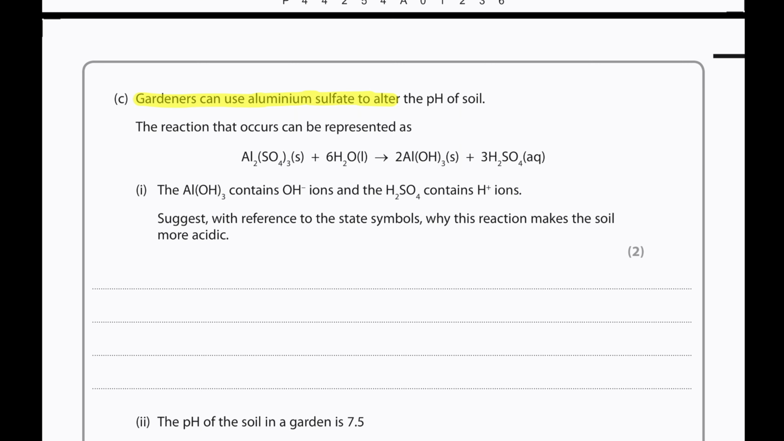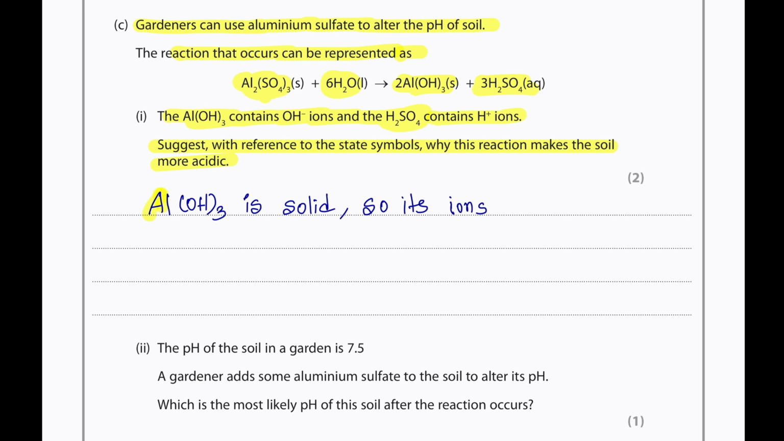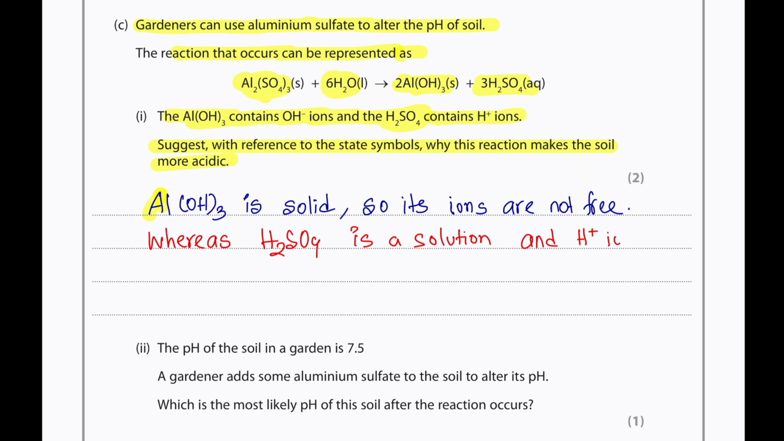Gardeners can use aluminium sulfate to alter the pH of soil. The reaction that occurs can be represented as aluminium sulfate with water produces aluminium hydroxide and sulfuric acid. Aluminium hydroxide contains hydroxide ions and sulfuric acid contains hydrogen ions. Suggest with reference to the state symbols why this reaction makes the soil more acidic. Aluminium hydroxide is insoluble, so its ions are not free. Even though it produces hydroxide ions, they are not free. Whereas H2SO4 produces a solution and releases H+ ions into the solution, which makes the soil acidic.